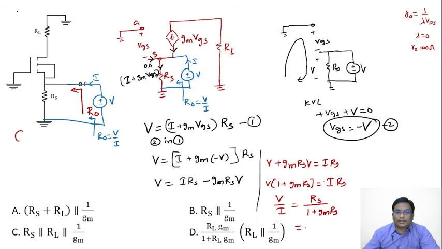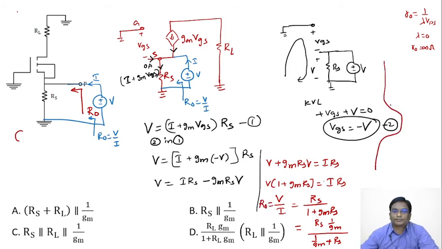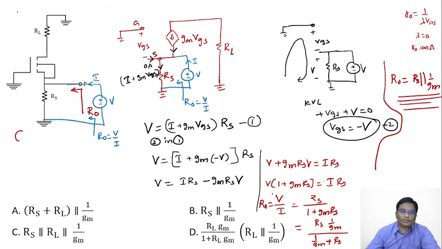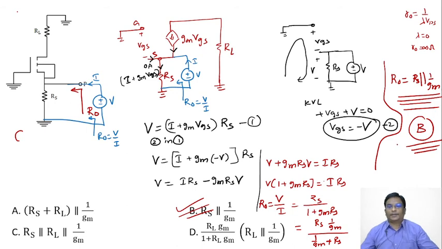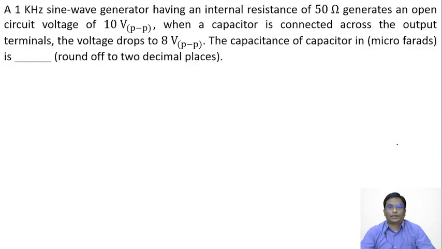Let us divide by gm in the denominator. Then this becomes 1 by gm plus RS. It looks like R1 R2 by R1 plus R2, nothing but R1 parallel to R2. Therefore, this is the output resistance R0, which is RS parallel with 1 by gm. That's the answer for the given question. If I choose, option B is the right answer. Let's move on to the next question.